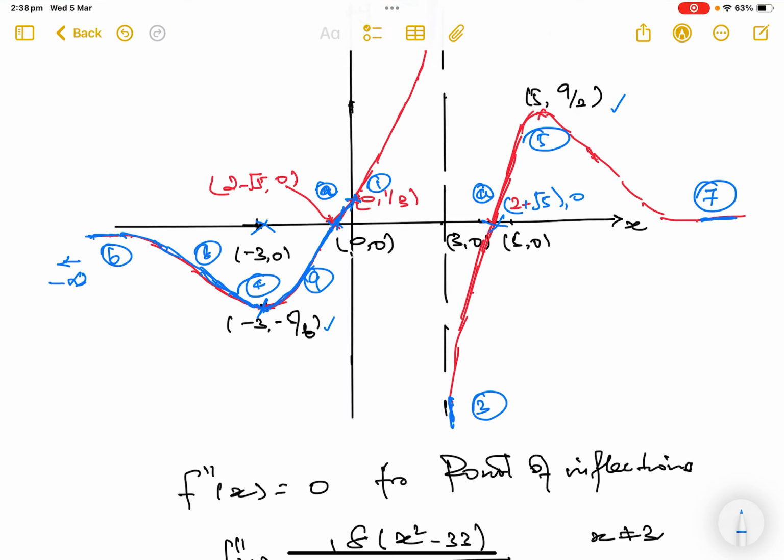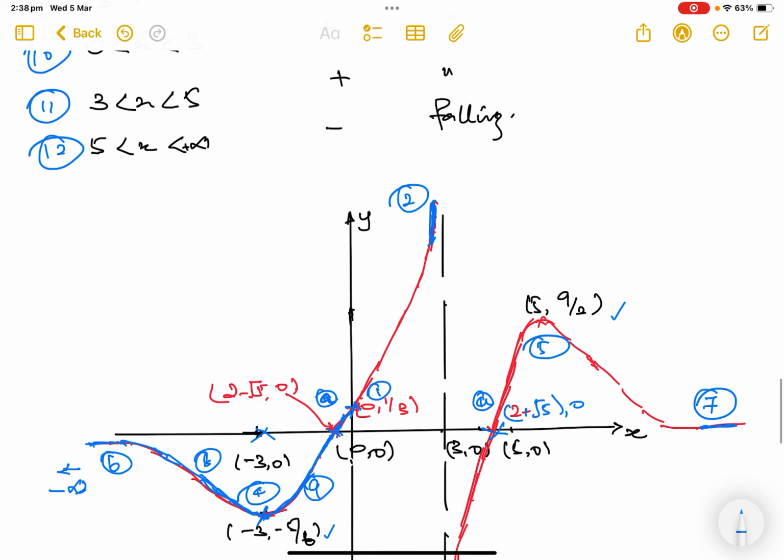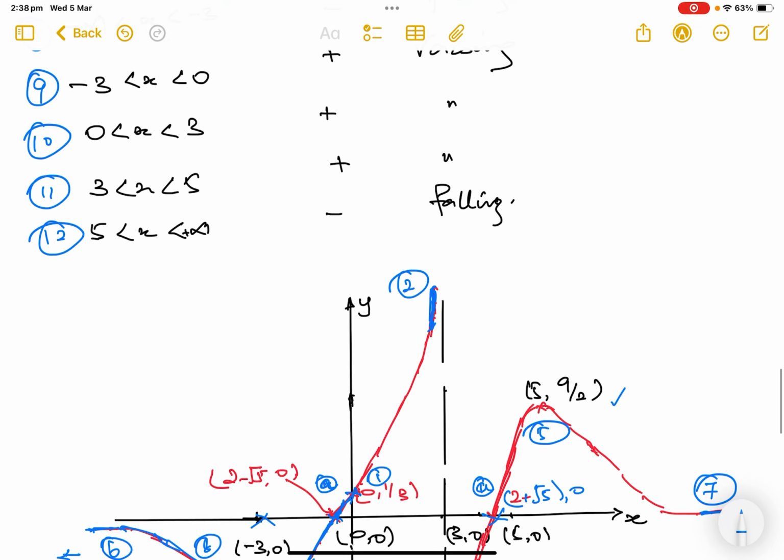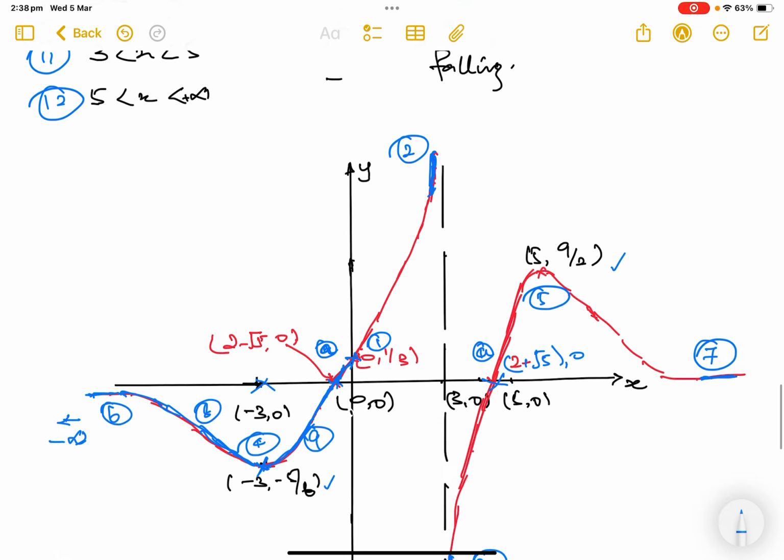10, between 0 and 3. Between 0 and 3, what does it say? So between 0 and 3 is rising. So that is rise to infinity, reach infinity. So that part is done. That is 10. Yes, 0 and 3. Right.